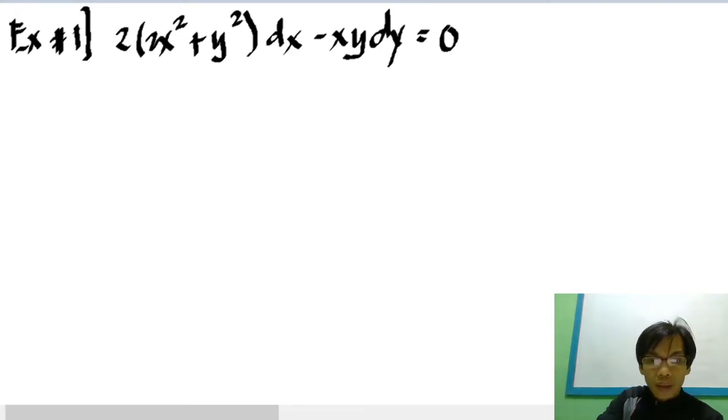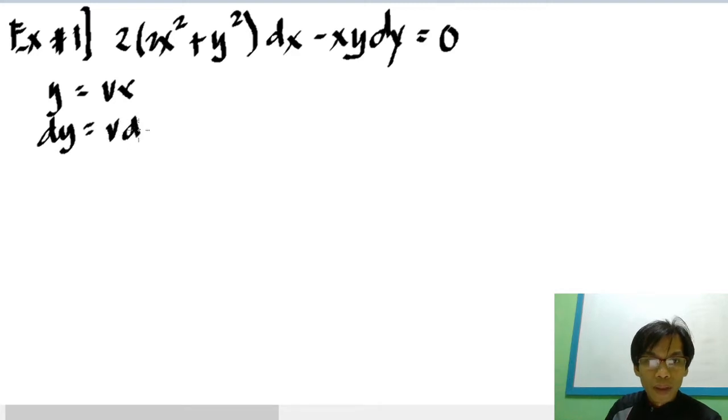Now, the next thing we have to do is to look at which one is simpler. In this particular problem, the simpler one is y, right? So we put it as y is equal to vx such that dy is equal to v dx plus x dv.